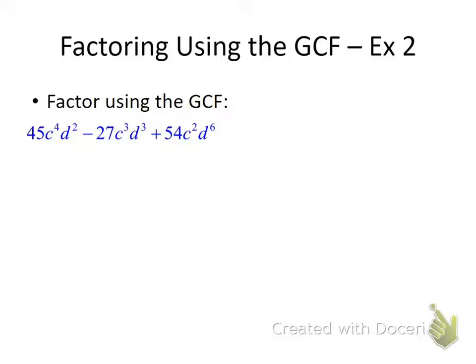Now you're probably going to want to write this example problem up in the upper left-hand corner, right under example number 2. You have 45 c to the 4th d to the 2nd, minus 27 c to the third d to the third, plus 54 c to the second d to the sixth.